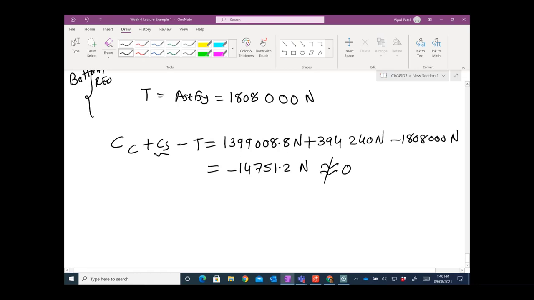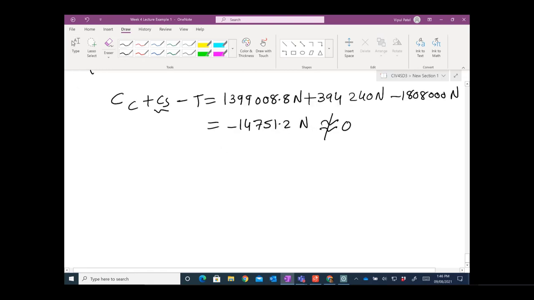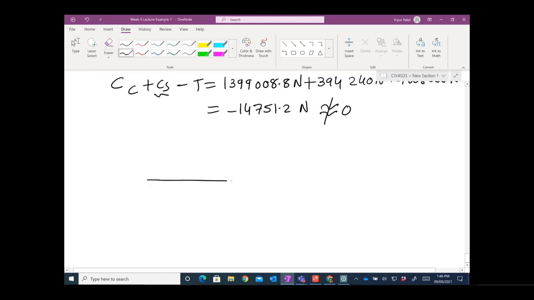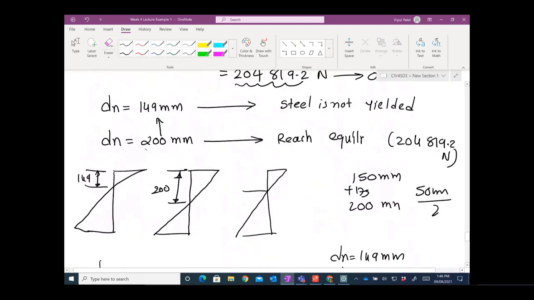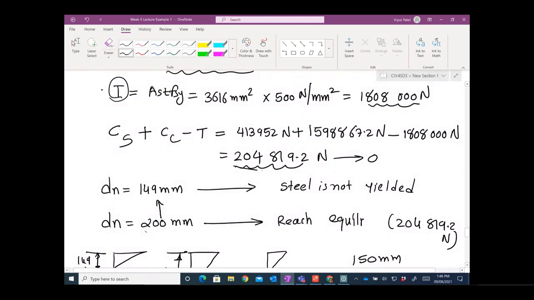But we have good news here. Good news meaning, look, this is the zero line that we are targeting, right? This is the zero line we are targeting. Let's say this is DN. When you have DN is 200 millimeters, that's what we have done, right?